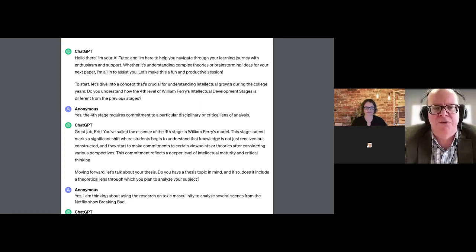But you can see how it responds to the initial prompt, and how I answer the first 3 questions, and how it responds and tries to guide the student towards designing a thesis, making sure that it incorporates the lens that we talked about at the beginning, so that they're at the 4th level of Perry's stages as they design their thesis for the course.